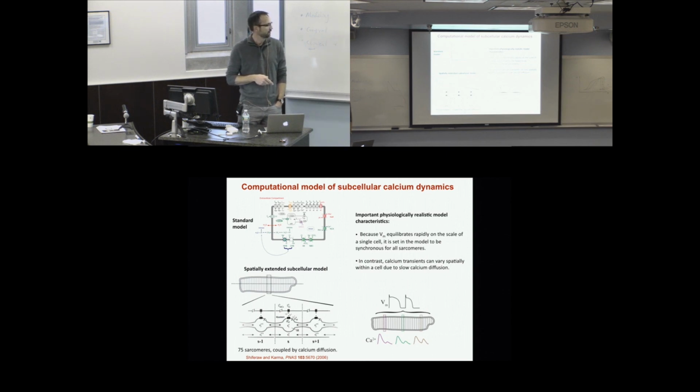Whereas you have the independent calcium, so calcium transients are spatially very slow. It's something like 100 times slower for calcium diffusion relative to membrane potential diffusion. So the action potential at one end of the cell is essentially the same as the action potential at the other end of the cell on the time scale that we're interested in. But the calcium dynamics diffuse relatively very slowly.